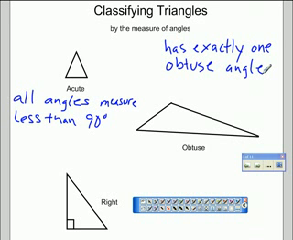And a right triangle has exactly one right angle. For the same reason, an obtuse triangle has only one obtuse angle. If you had two right angles, you would have a line. You would not have a triangle.